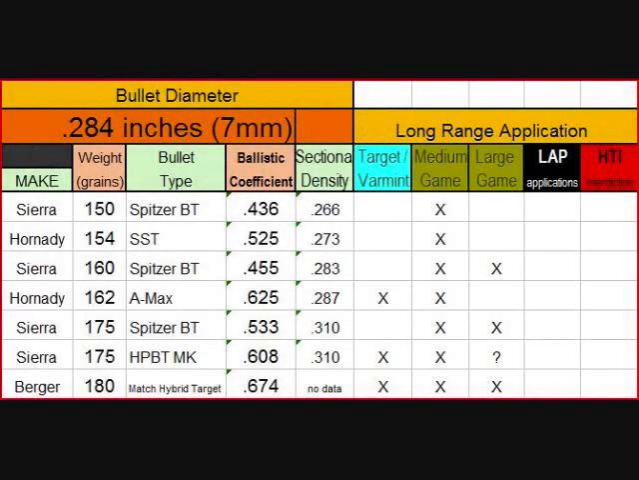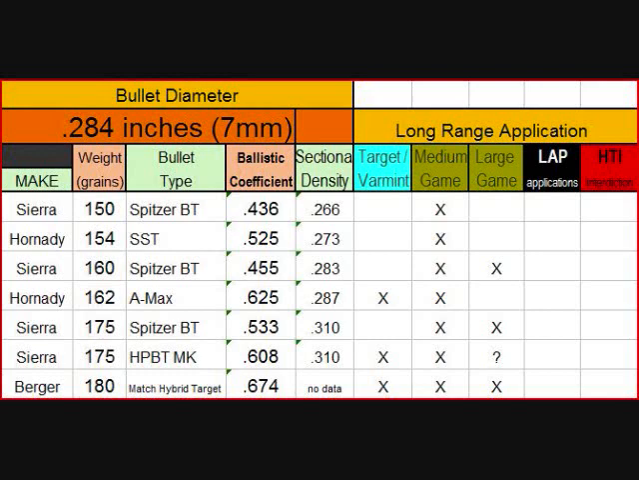Let's go to this 7 millimeters. 284 caliber is the measurement in inches. And let's see here. We have our varmint bullets that we're going to want to use. If you want to hunt varmints with the 7mm at extreme range, like 1,000, you could try it. It might be fun, you know.